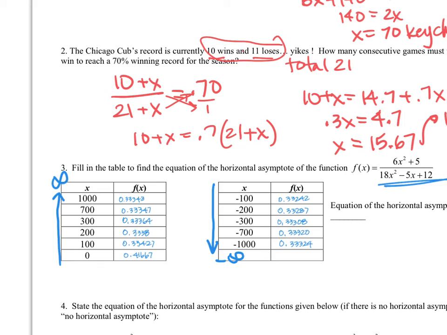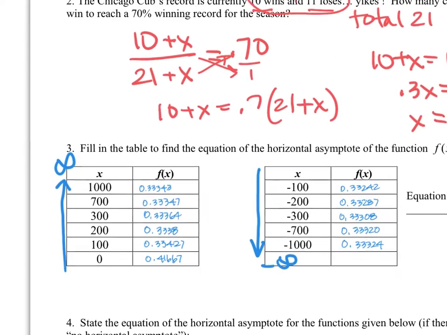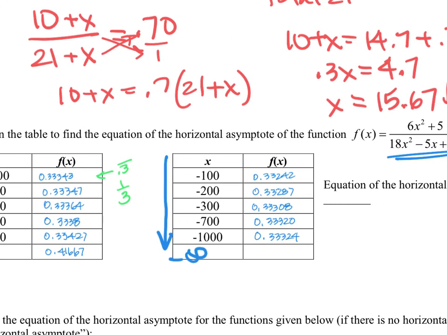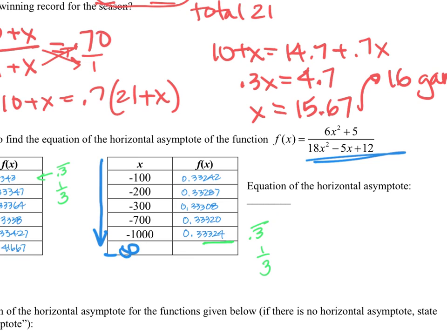Okay, so if you take a look at this information by those output values, as we are headed towards infinity, this is heading towards the 0.3 repeating, which is 1/3. And as this one heads to negative infinity, it is approaching that as well, the 0.3 repeating, or 1/3. So the equation of our horizontal asymptote is that. Where is the end behavior headed? Based on this table of values, it is 1/3.